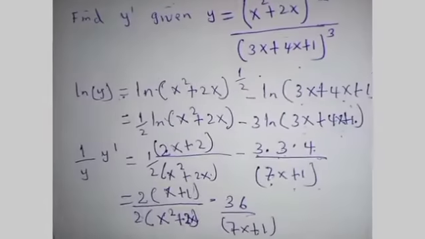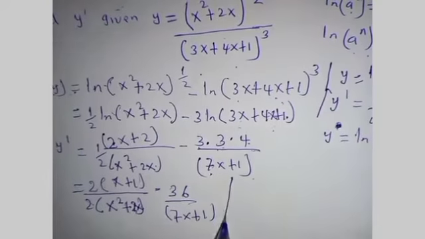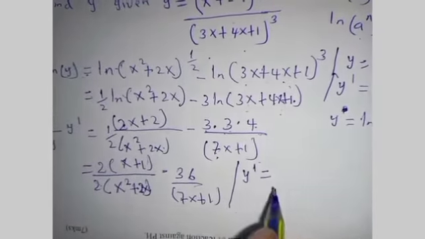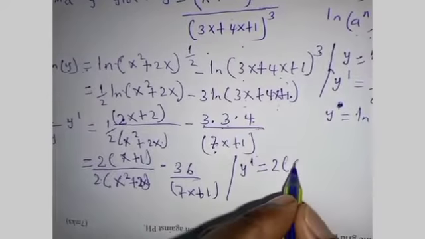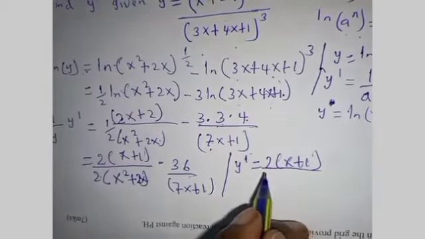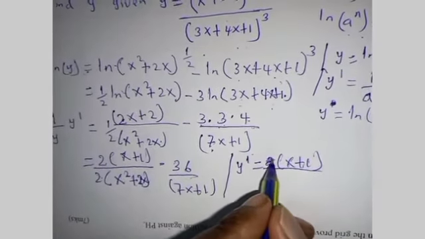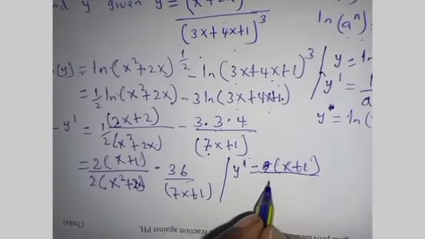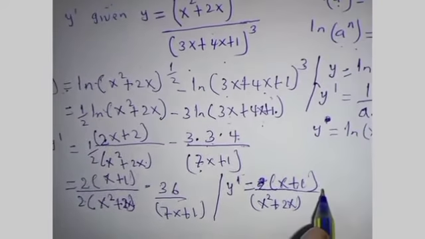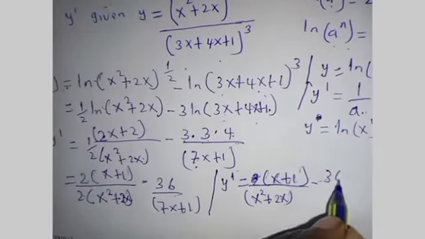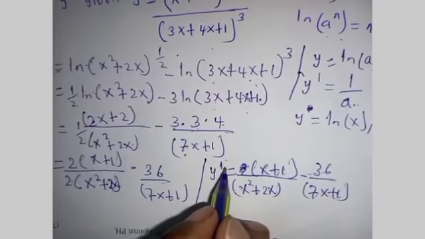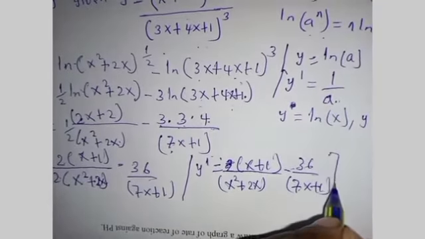Then finally what we are going to do, we are going to multiply by y in both sides. So y prime will be equal to 2 into bracket x squared plus 1 divided by 2, and this 2 and 2 can cancel, divided by x squared plus 2x, x squared plus 2x minus 36 over 7x plus 1, multiplied by everything there, multiplied by y.